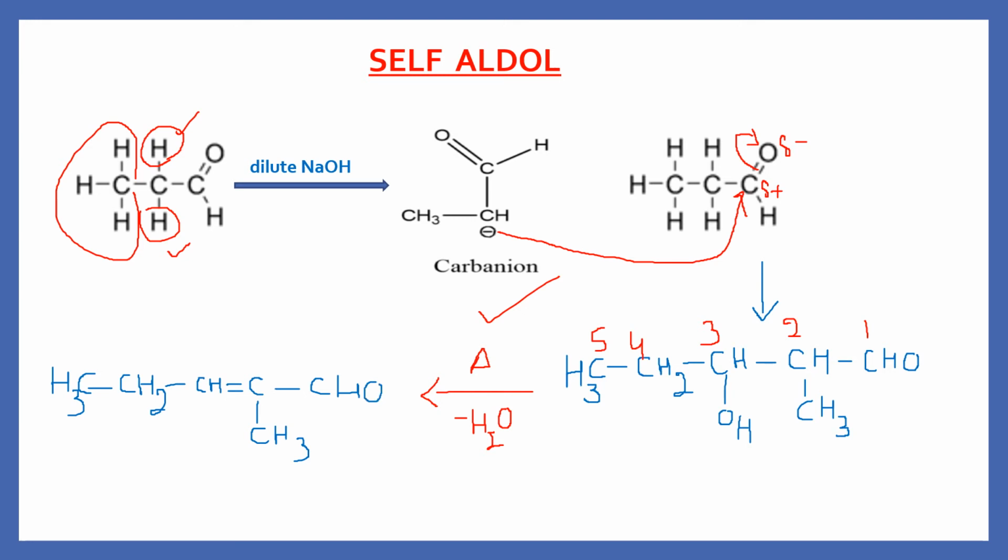If you write the name here, 1, 2, 3, 4, 5. So this is pent-2-enol with this methyl substituent. So it will be 2-methyl pent-2-enol.